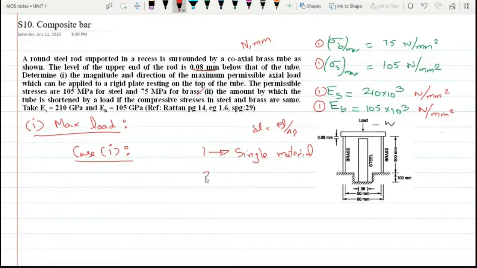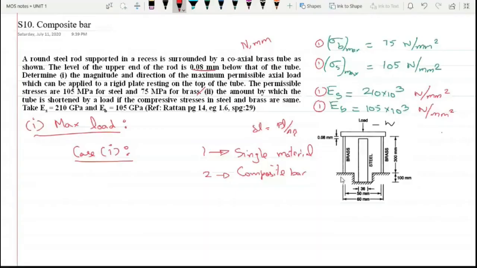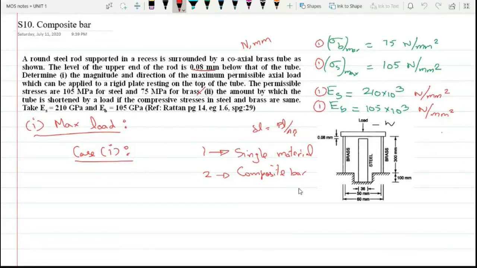The second part is, after 0.08 mm, brass and steel will get contact. First, I want to identify what is the stress developed for this 0.08 mm extension. Then I want to concentrate on a composite bar and we have to solve. Only for the composite bar we have those two formulas, which are P is equal to P1 plus P2 and del L for brass is equal to del L for steel. So those two conditions are there, right? But for a single material, we use only PL by AE, right?